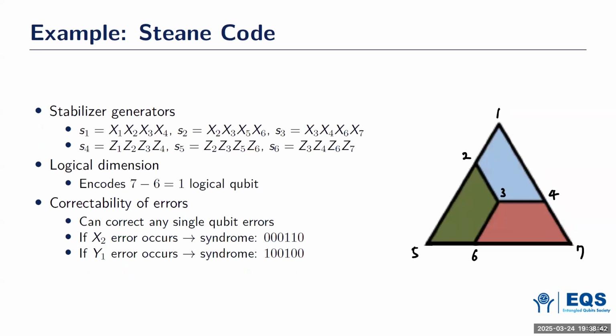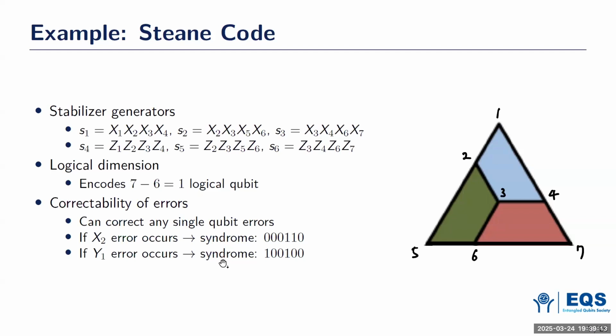And one famous example of a color code is the Steane code, which is in the right figure. There are 3 faces, so there are 3 X-type stabilizers and 3 Z-type stabilizers. And there is 1 logical qubit because 7 minus 6 equals 1. And the Steane code can correct any single qubit error.